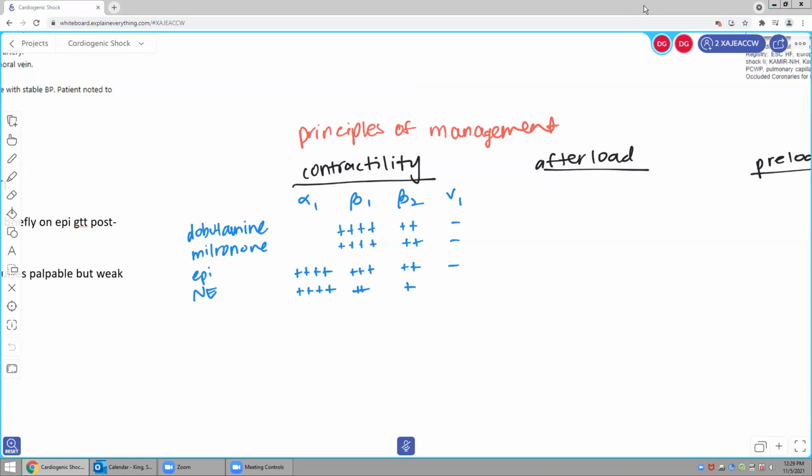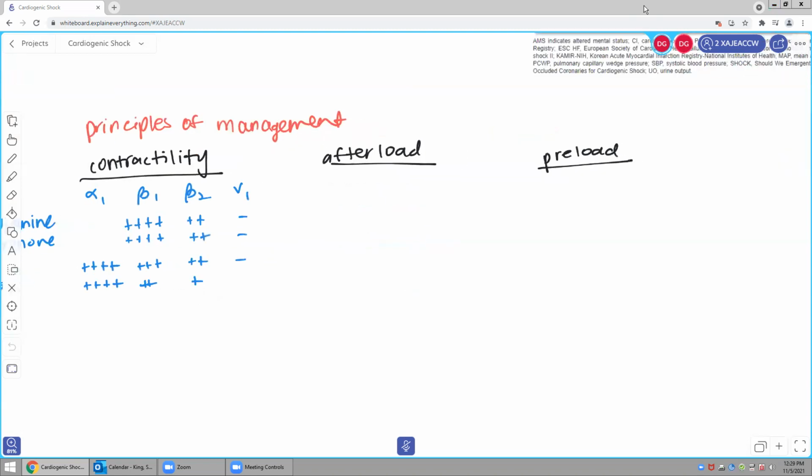So then tell me about afterload. How do we affect someone's afterload with medications? What kind of meds can we use?